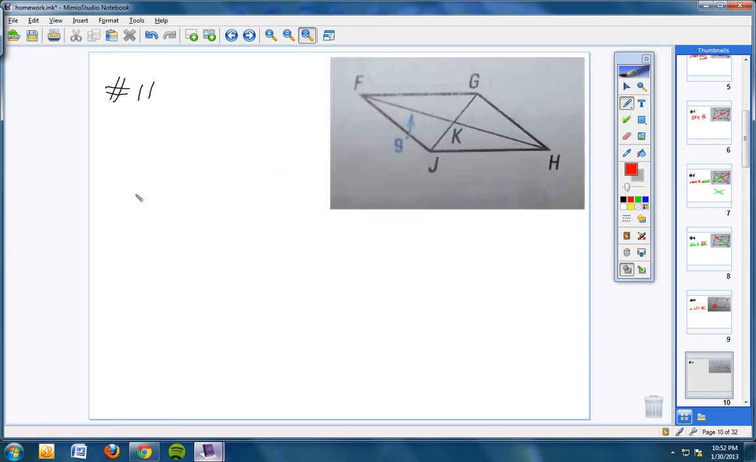All right, let's take a look at number 11. We're going to find the length of HK. So HK equals blank. Let's come over here and find HK. Here's HK right here. Look at that. Am I good or what? I found it. All right, well, we know HK is going to be the exact same length as FK. And look, they tell us what FK is. FK is 9. So if FK is 9, then KH or HK also has to be 9. Remember, diagonals bisect each other when you have a parallelogram.